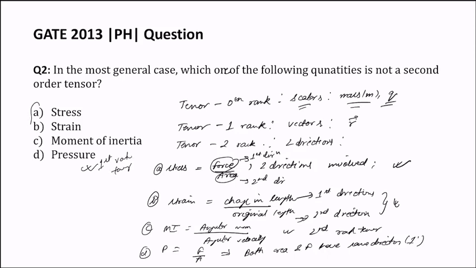The rest of them are all second rank tensors, because in the case of pressure, suppose you have some disk whose area vector is perpendicular to it, and the force acting is also in the same direction. Therefore, it has only one direction associated with it. So the answer is D: pressure is not a second rank tensor, it is a first rank tensor.